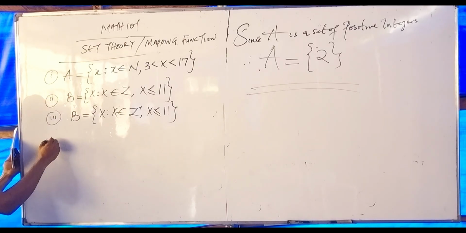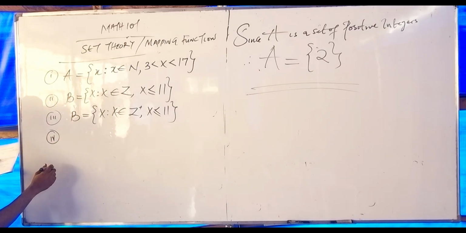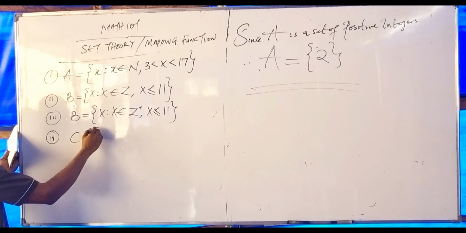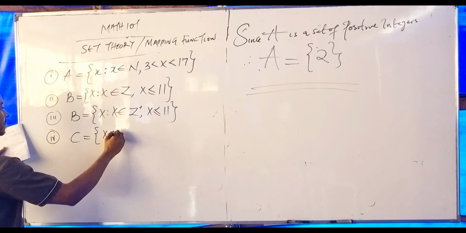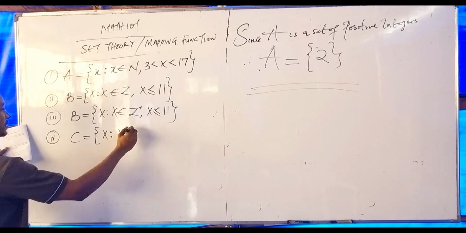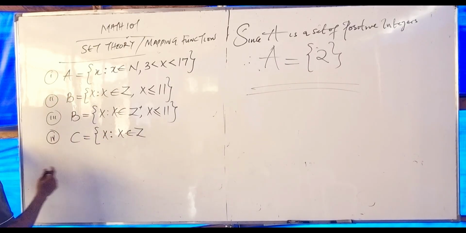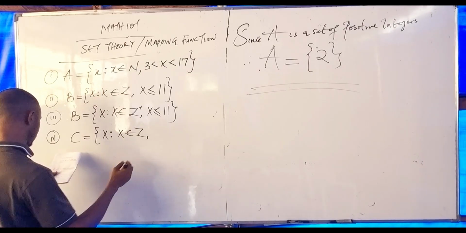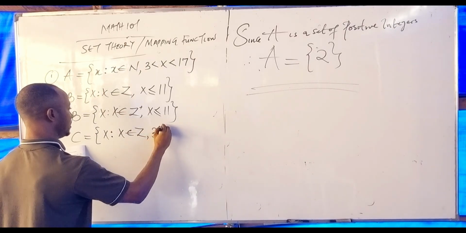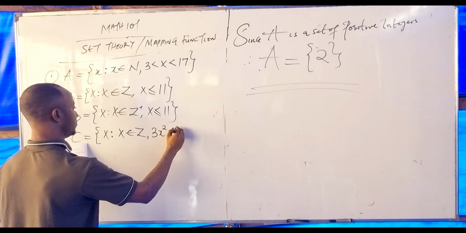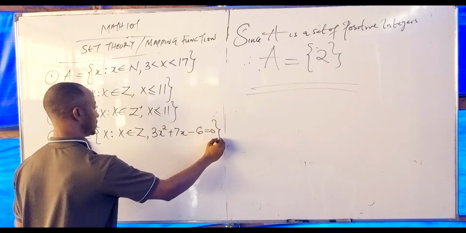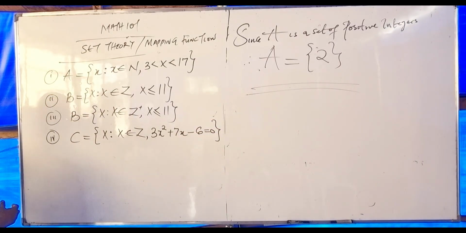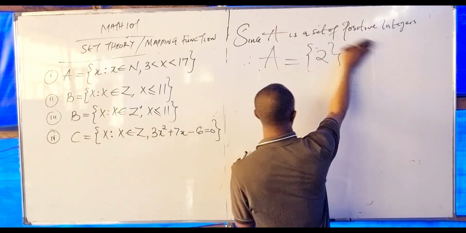So the fourth one, okay, C is x such that x is an element of Z. And here we have 3x squared plus 7x minus 6 equals to what? 0. Alright, so let's solve this together. Please pay attention.